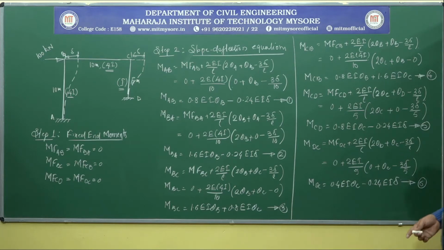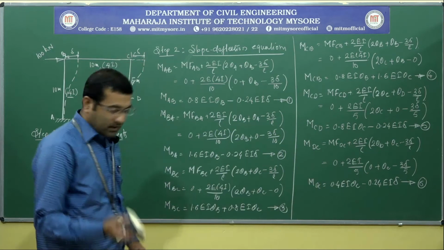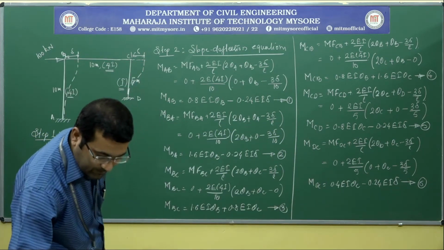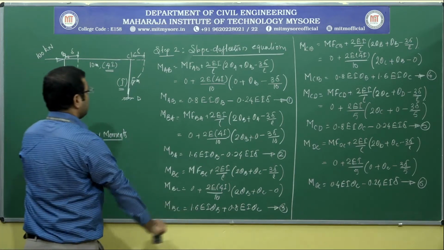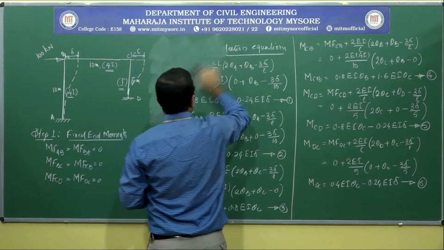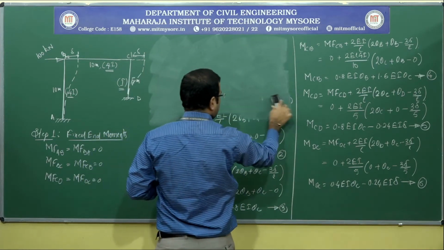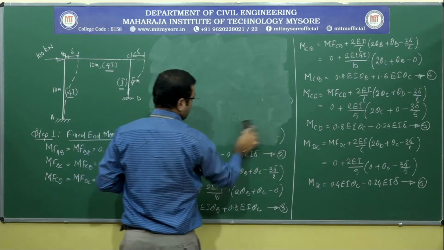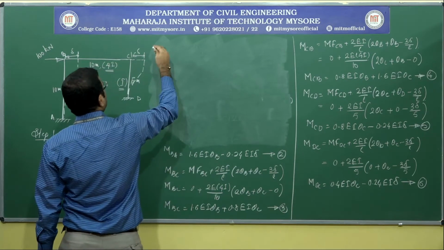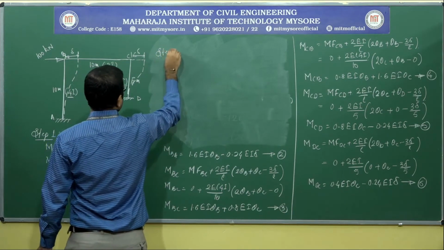So this completes step number 2. The next thing is we need to write the equilibrium conditions. So based on the frame type we need to write the equilibrium conditions. Okay. So here this frame is undergoing the lateral displacement, that is, it is undergoing the sway. So we need to write 3 slope deflection equilibrium conditions. Step number 3.